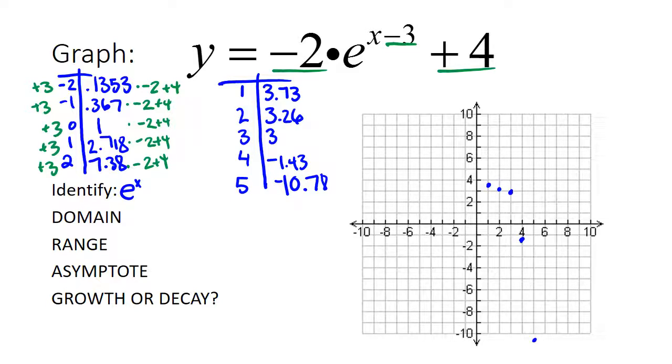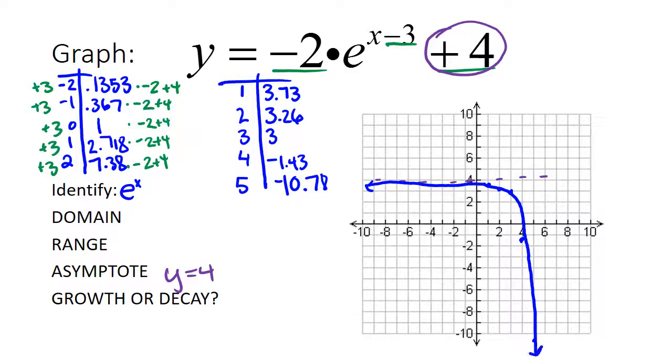Now take a look. Your asymptote. My vertical shift is 4. Therefore, that is my asymptote. I can't go above that asymptote when I'm graphing. So I'm going to approach it, and I need to show that arrow and follow that curve downwards. Okay. Our domain is still -infinity to infinity. Our range now is low to high, -infinity up to that asymptote.